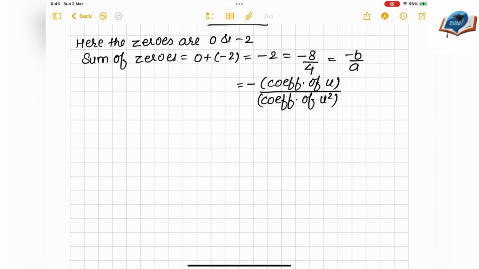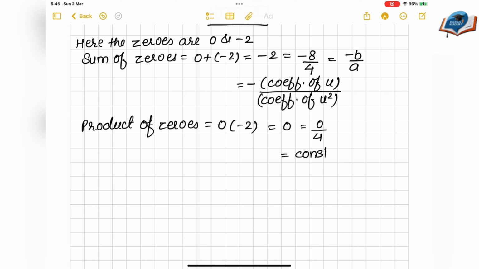Then product of zeros will be 0 into minus 2. So that will be 0, which is equal to 0 by 4, which is equal to constant term upon coefficient of x square. As constant term is not there, I will write 0 only. So I proved the relation also.